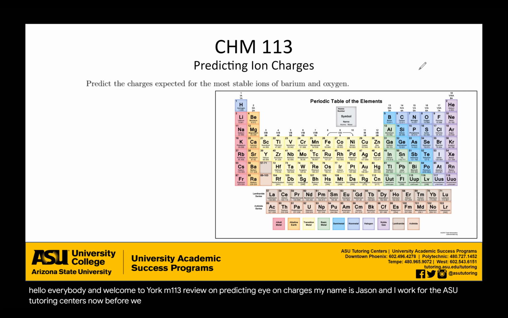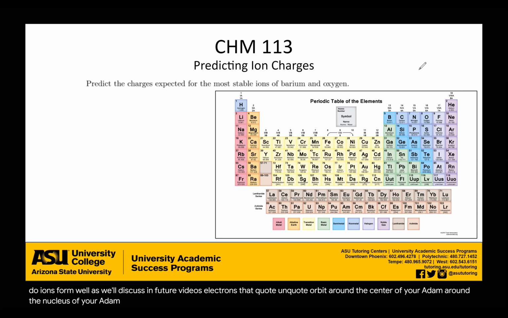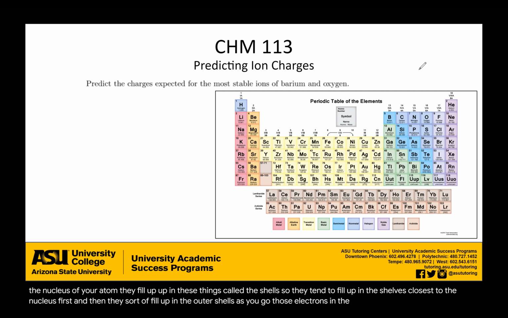Before we get into the actual question, let's first go over what's exactly happening with ions. Why do ions form? As we'll discuss in future videos, electrons that quote-unquote orbit around the nucleus of your atom fill up in these things called shells. They tend to fill up in the shells closest to the nucleus first, and then fill up the outer shells as you go. Those electrons in the very outer shell are called valence electrons.